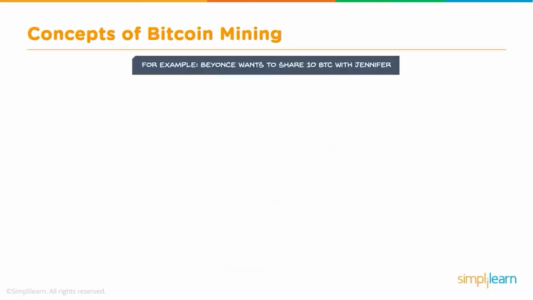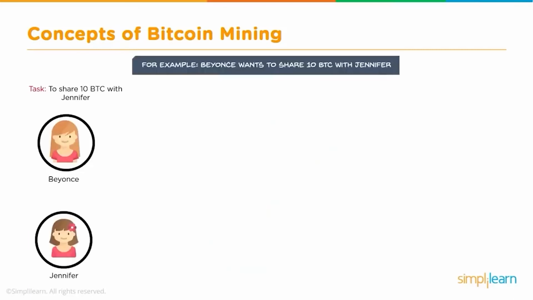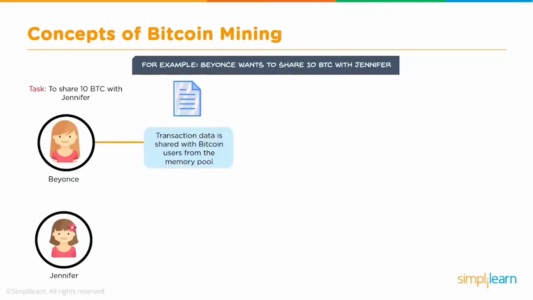Now, let's take an example. For example, Beyonce wants to share 10 Bitcoin with Jennifer. Now, in order to do that, what will be the steps? Beyonce's transaction data is shared with Bitcoin users, the miners, from the memory pool. The transaction goes and sits in a memory pool of unmined transactions. In a memory pool, a set of unmined or unconfirmed transactions wait until they are verified and included in a new block. They remain in that unconfirmed transaction pool.